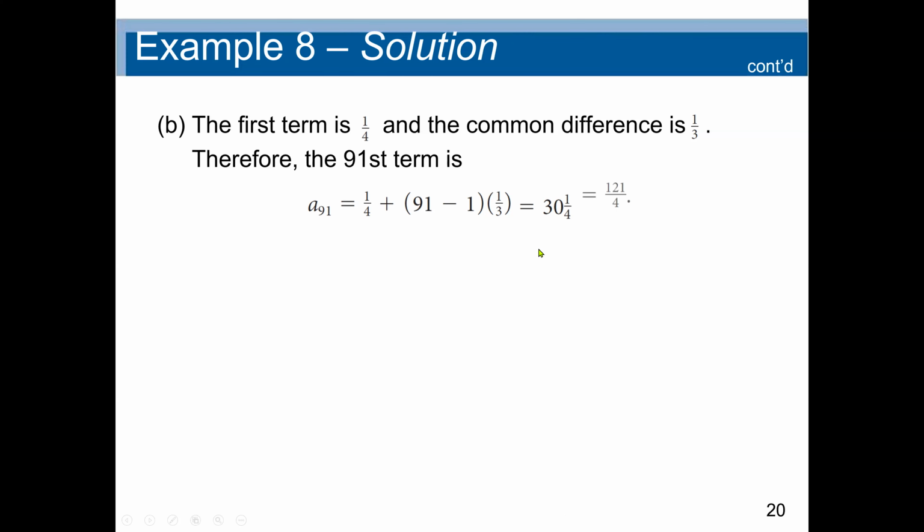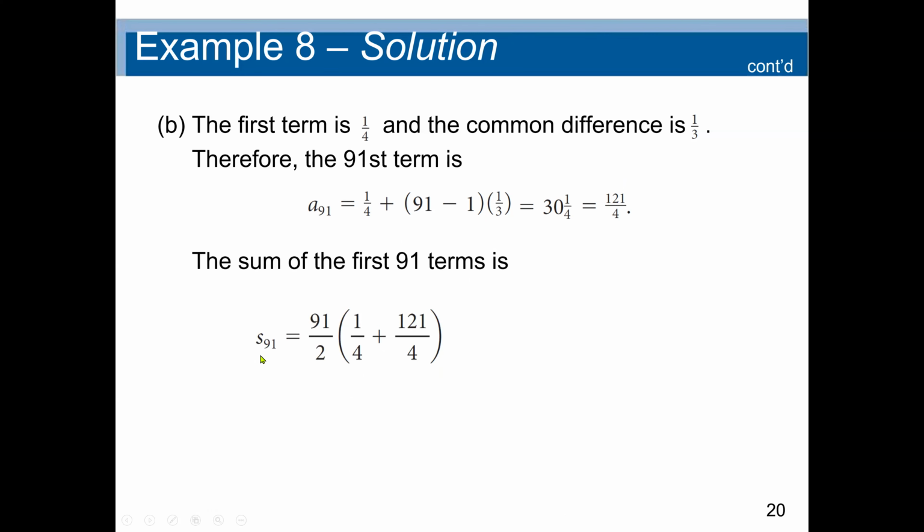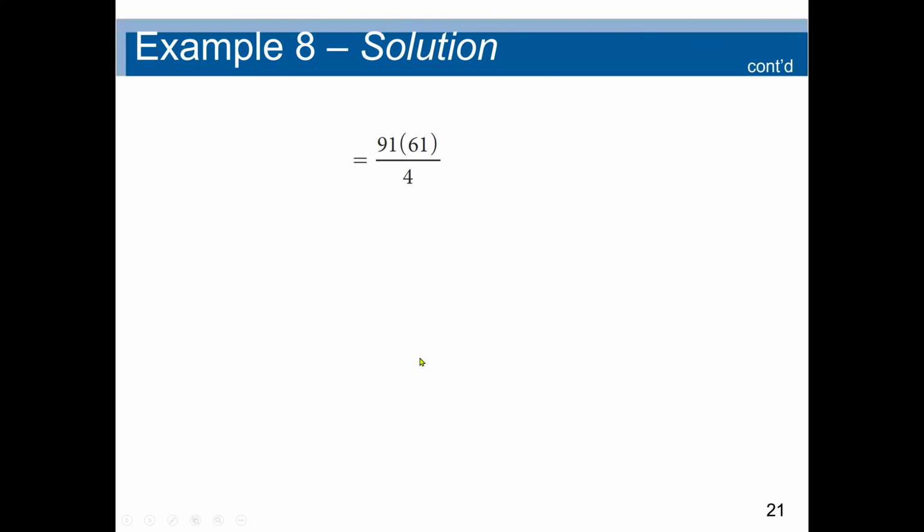Now we can find the sum, same as our previous example. So the sum of 91 will be n divided by 2, which is 91 divided by 2, times the first element, 1/4, plus the last element, which is 121/4. And after canceling everything, our final answer will be 1,387.34.